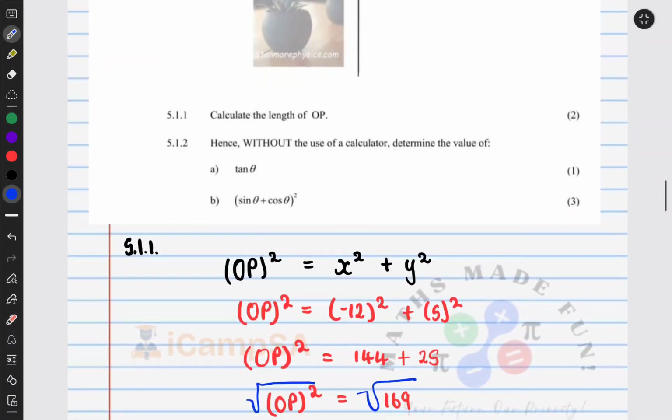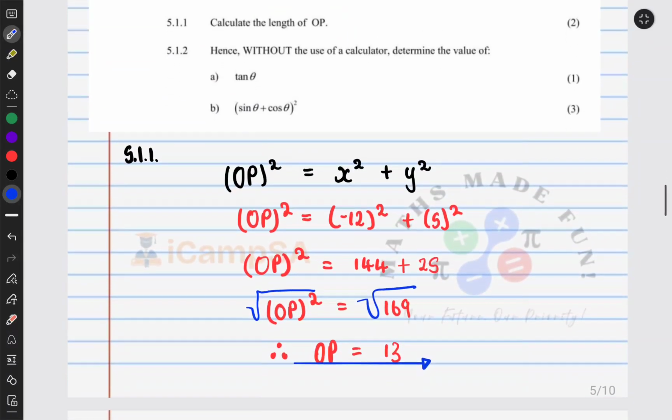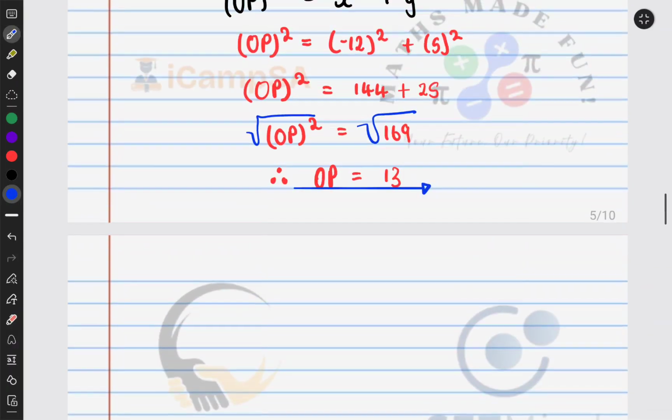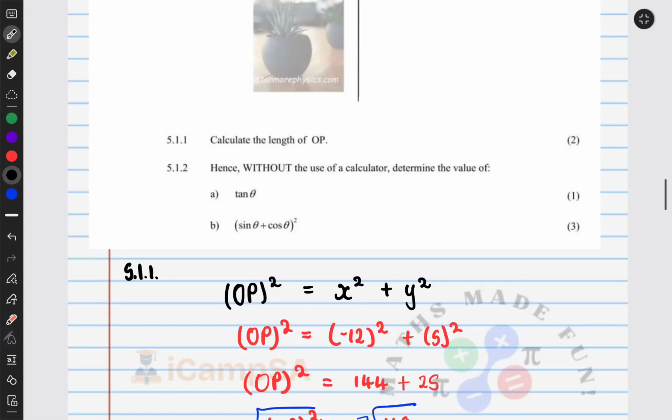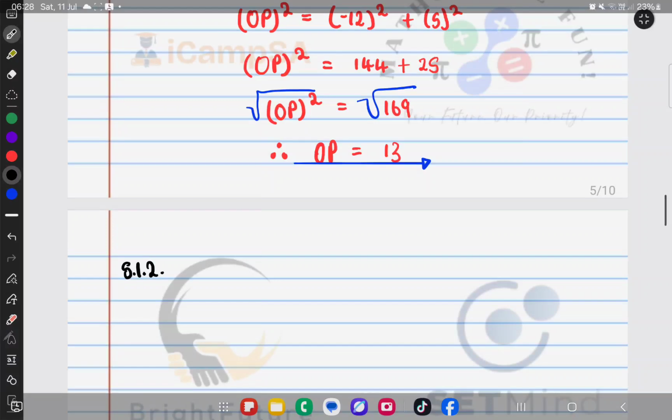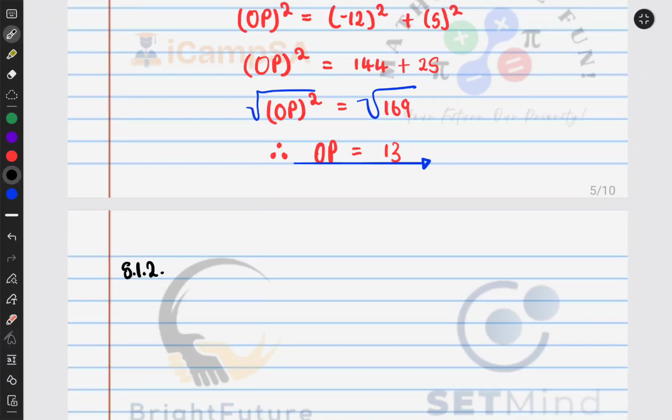And at this point, we have to go to 5.1.2. Let's read the statement. And hence, without the use of a calculator, determine the value of tan theta. That is our A, the value of tan theta. And be careful with this question. You are not asked to determine the value of theta, but the value of tan theta.